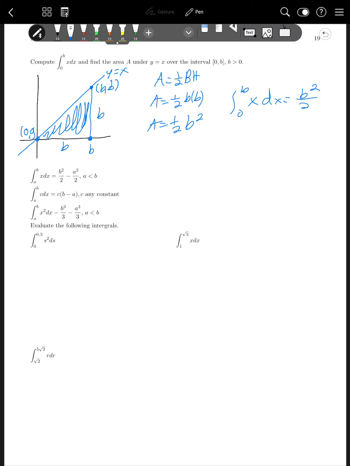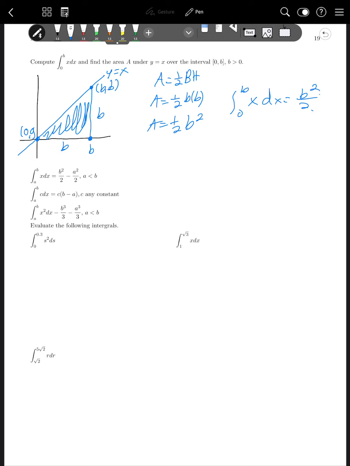Okay, and now an interesting thing to notice here is that this b squared over 2 may actually look fairly familiar to you, because if we talked about the indefinite integral of x, we added one to the exponent and then divided by that new exponent. So for x, that would be x to the second power divided by 2. And then if I plugged b in for x, I would get b squared over 2. And so that's kind of the idea we're looking for here.